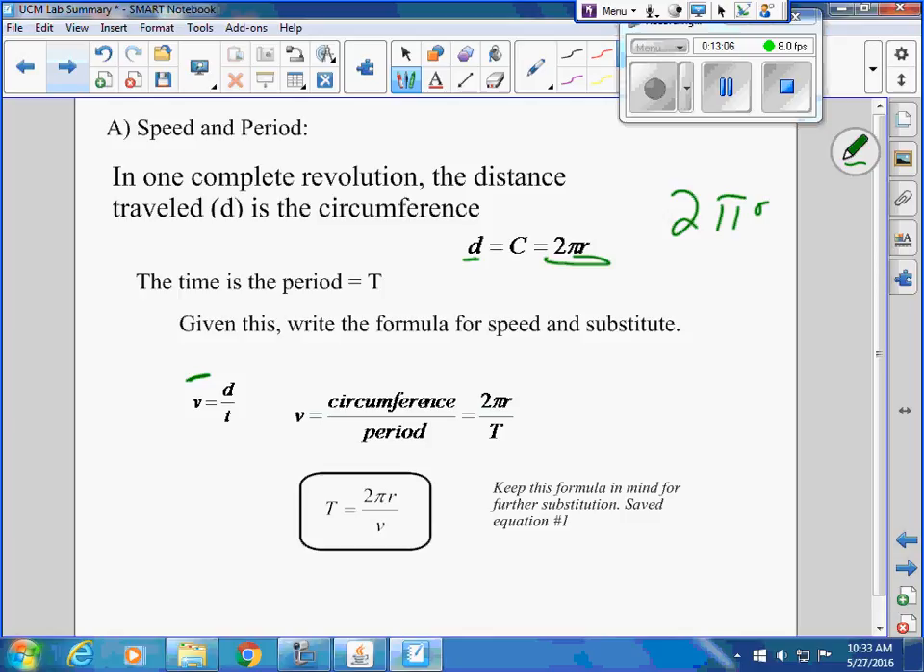That's a good question, Nate. Traditionally, capital T is used when we talk about period, like a single revolution. A lowercase t is just whatever time has elapsed. Yeah, good question.